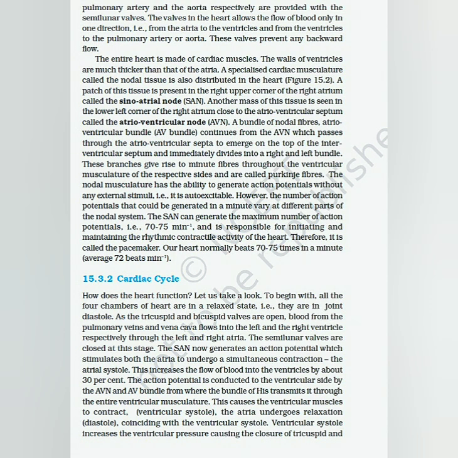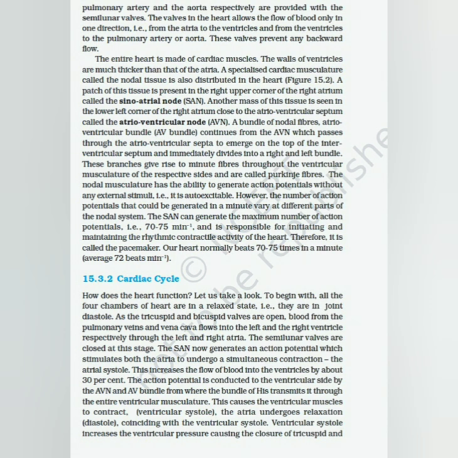The entire heart is made up of cardiac muscle. The walls of the ventricles are much thicker than those of the atria. A specialized cardiac musculature called the nodal tissue is also distributed in the heart. A patch of this tissue is present in the right upper corner of the right atrium, called the sinoatrial node, SAN. Another mass of this tissue is in the lower left corner of the right atrium close to the atrioventricular septum, called the atrioventricular node, AVN.